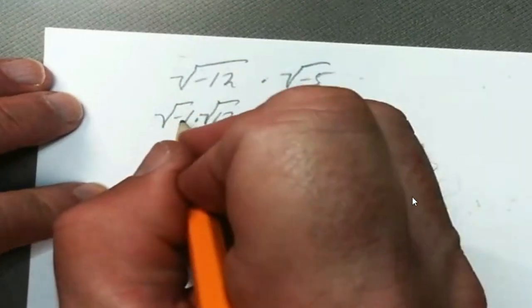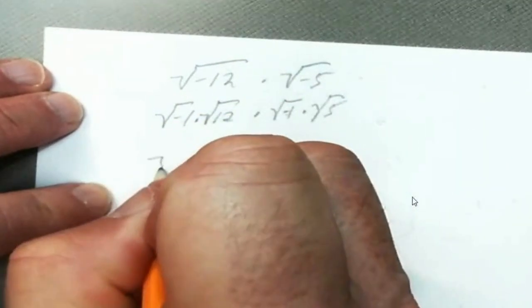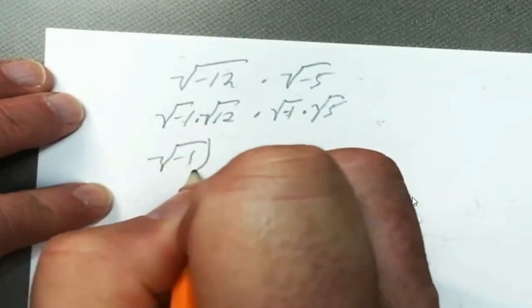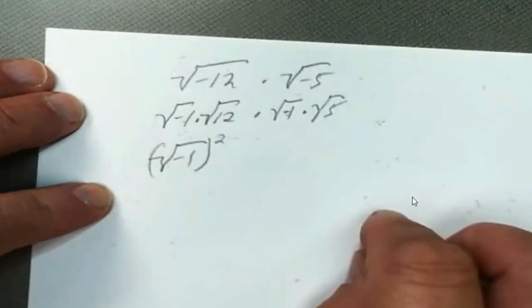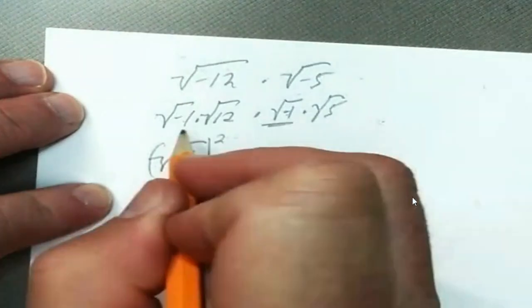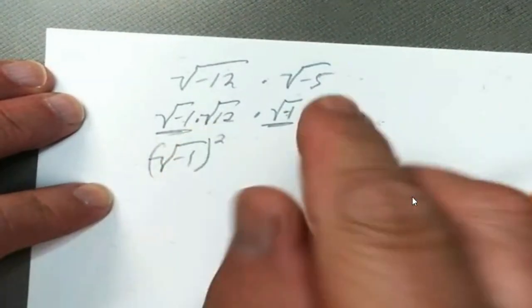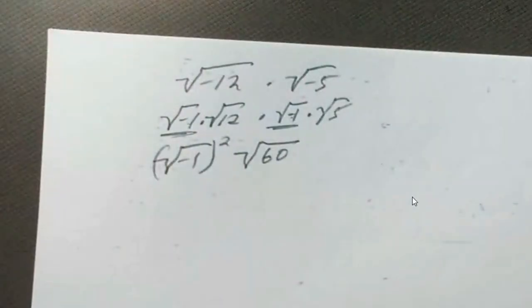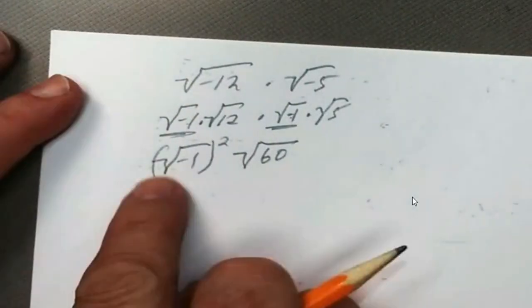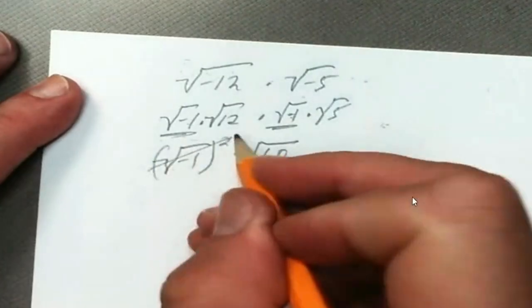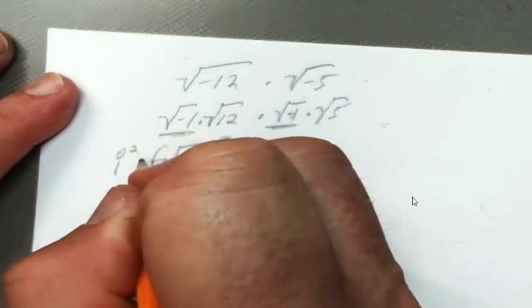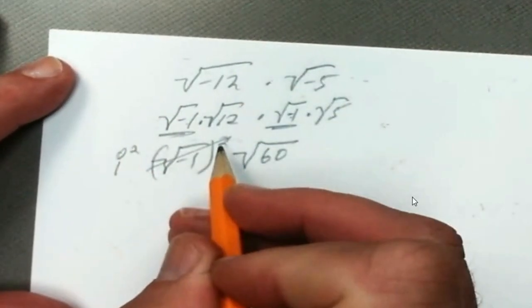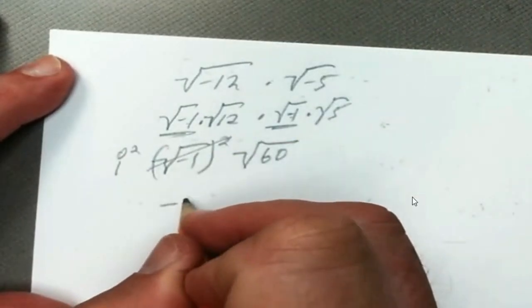If we combine these, we've got the square root of negative 1 squared, and we've got the square root of 12 times the square root of 5, which is the square root of 60. Negative 1 squared, this is i squared, same thing as i squared, right? Because it's the square root of negative 1 squared. We know that just equals negative 1.